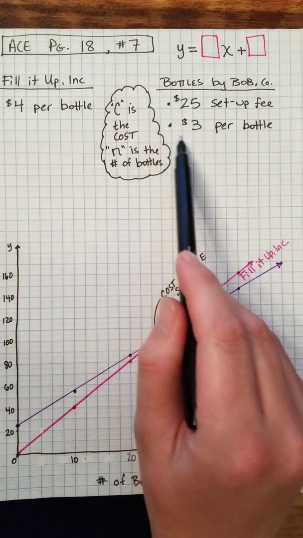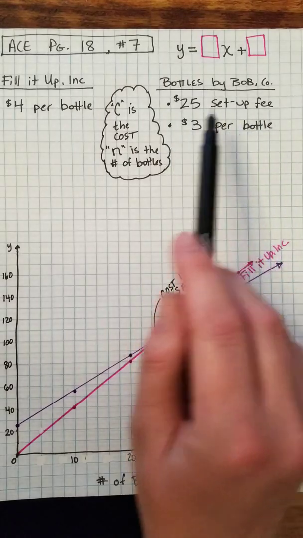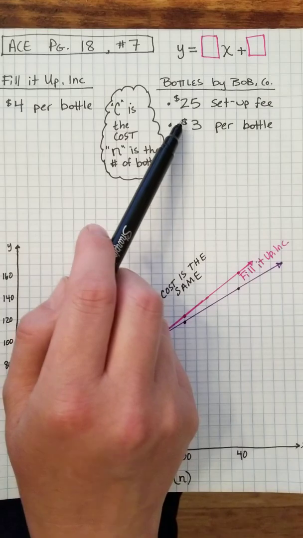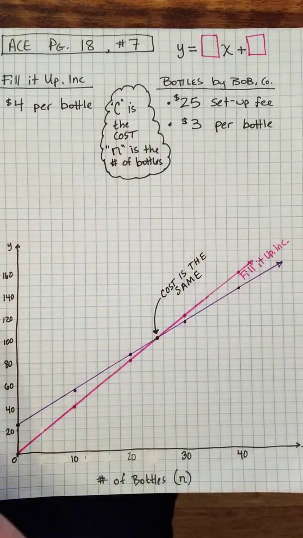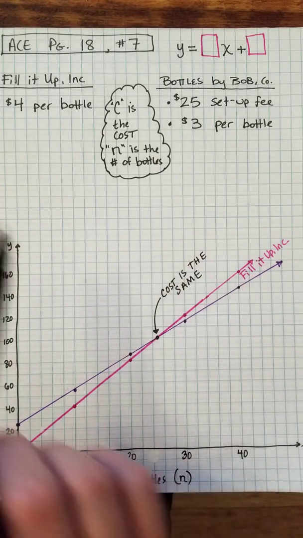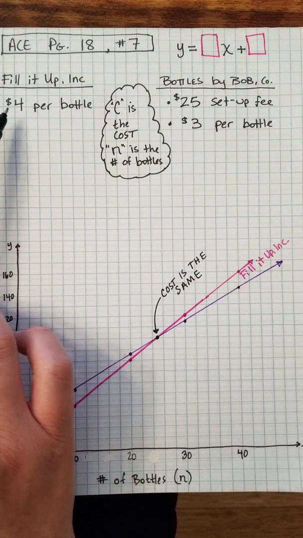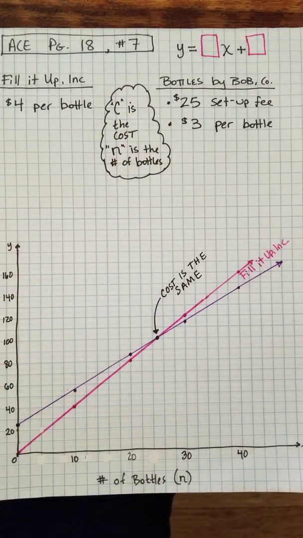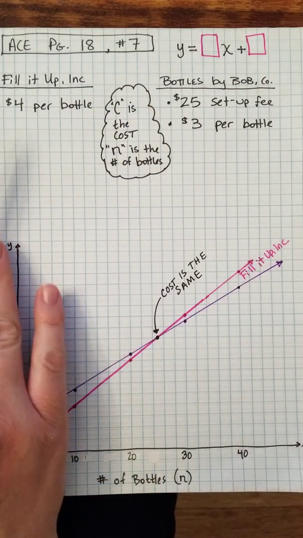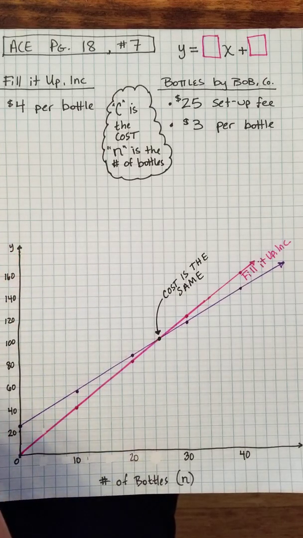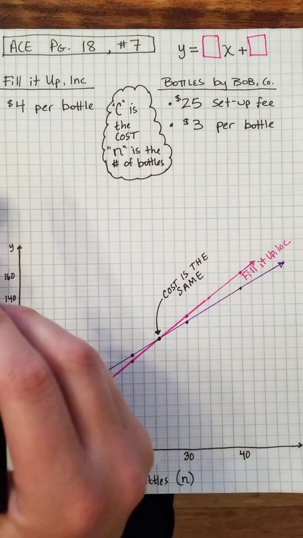So we have the rate happening here, plus we have an additional cost that we would add on to the rate. So what do these equations look like? Because they had asked you from the get-go to come up with equations for Fill It Up and for Bottles by Bob. So I'm going to walk through how you would do that without any data table, without any graph, because they ask you to graph it a little bit later.